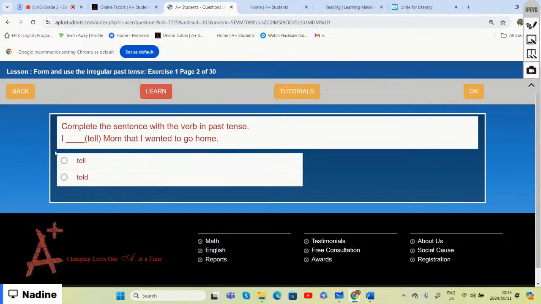All right. The next one says, I tell Mom that I wanted to go home. So tell is now in the present tense. We need to identify the past tense of the word tell. Is it tell, option one, or told, option two?